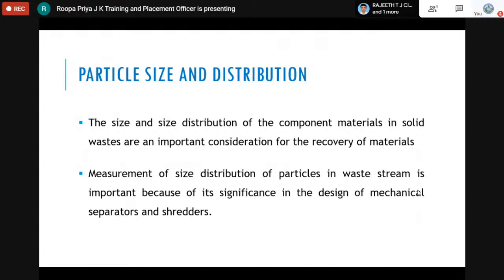So all these are required when we plan the processing unit. When we plan to recover the materials, we need certain equipment like mechanical separators and shredders. So that is why it is very important for us to identify the size and also find the size distribution of the component material which is present in the solid waste. So this is another very important physical parameter of the solid waste.